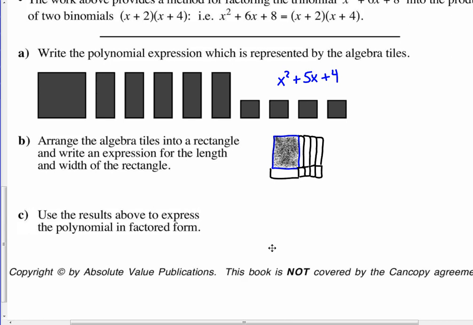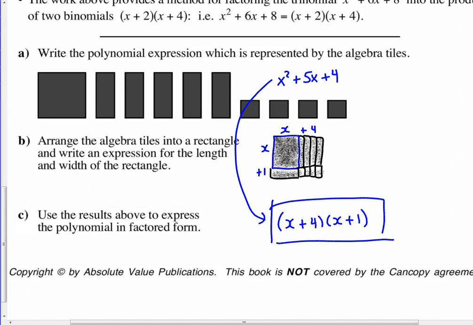I should crayon it in. Okay, good enough. Okay, so what are the dimensions here then? What's the length? X plus what? 4. What's the width? X plus 1. And so factored form, x plus 4 times x plus 1. So that's the factored form of x squared plus 5x plus 4. Okay, that's algebra tiles. I'm going to show you another method.